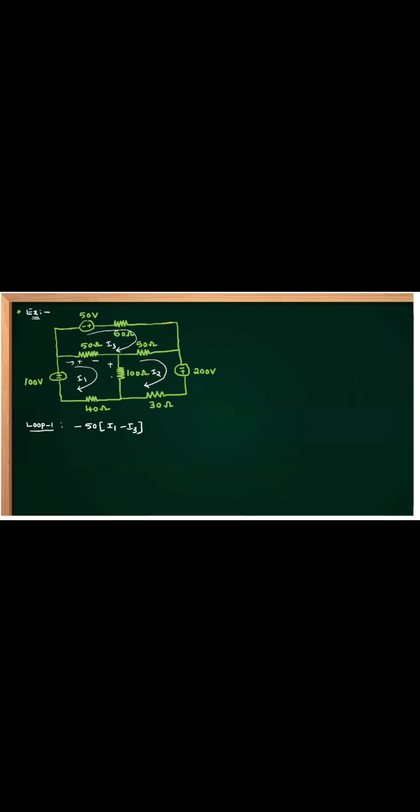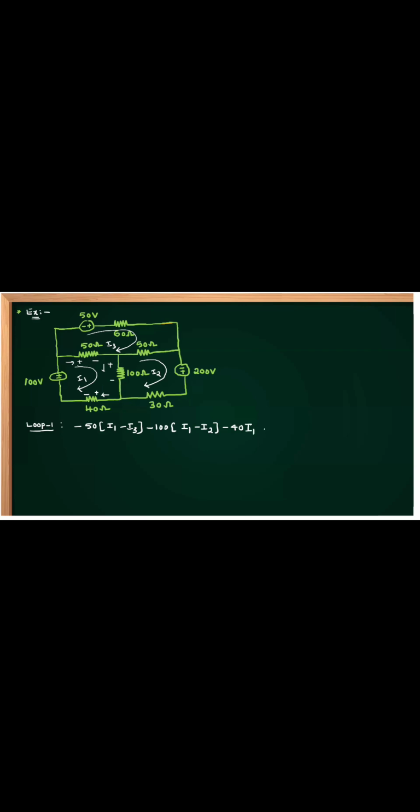Next, the current direction is like this with respect to loop 1. I'm telling you the loop 1 current direction. Then positive to negative, negative: minus 100 into I1. The opposite current coming is I2, so minus I2. Next, the loop 1 current direction is like this, plus to minus, positive to negative, negative: minus 40 into I1, as there is no opposite current.